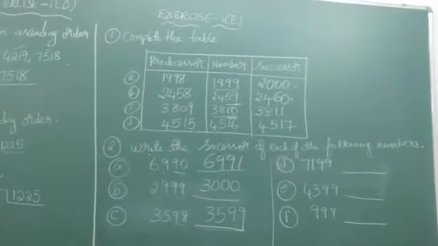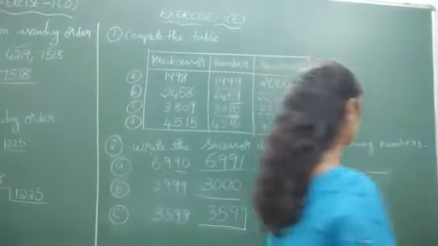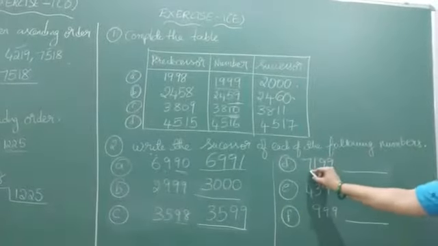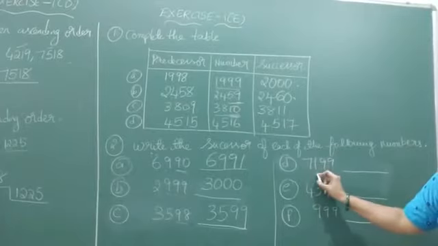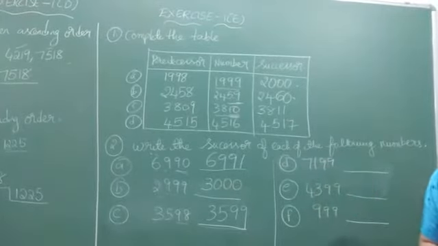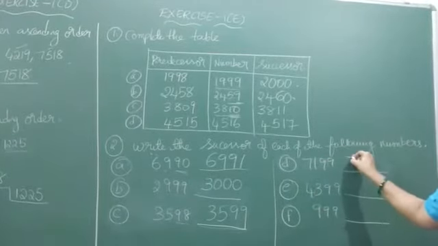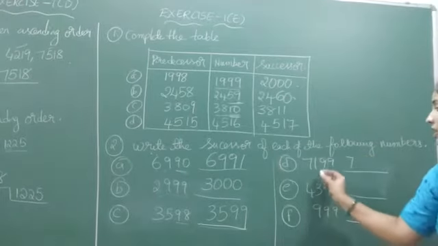Now we'll see the next three problems. What is given here? 7,199. So after this, what will you get? 7,000. Here what do you have?